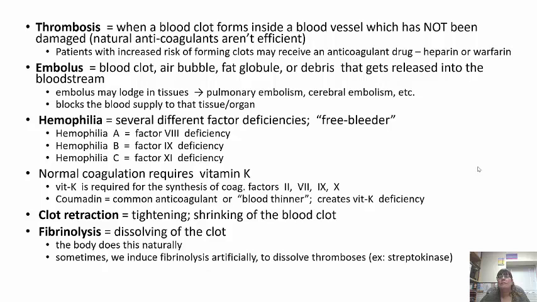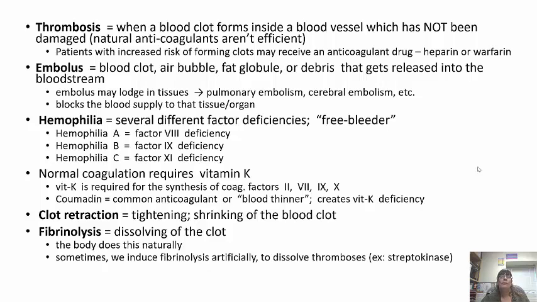Hemophilia A, you're missing factor 8. Hemophilia B, you're missing factor 9. Hemophilia C, you have a factor 11 deficiency. Now, hemophilia A is the most common, so they actually have factor 8 shots that you can get to replace what you're missing, and then you're not going to bleed as badly.